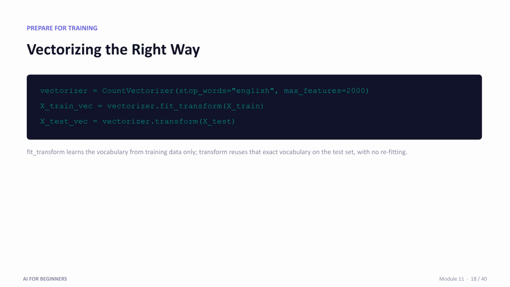Here is the correct approach. Use fit_transform on your training data to learn the vocabulary, and then use transform on the test data. This ensures your model never learns indirectly from data it will eventually be tested on.